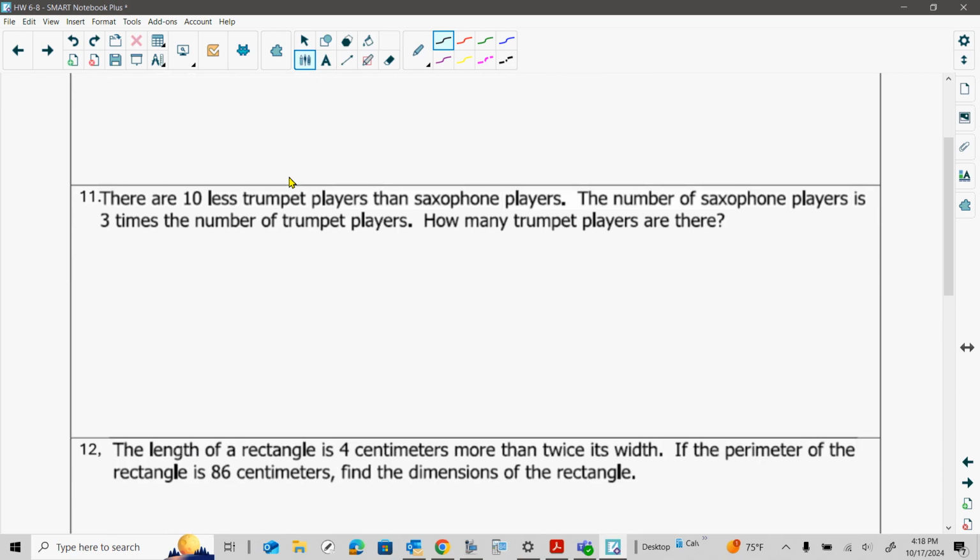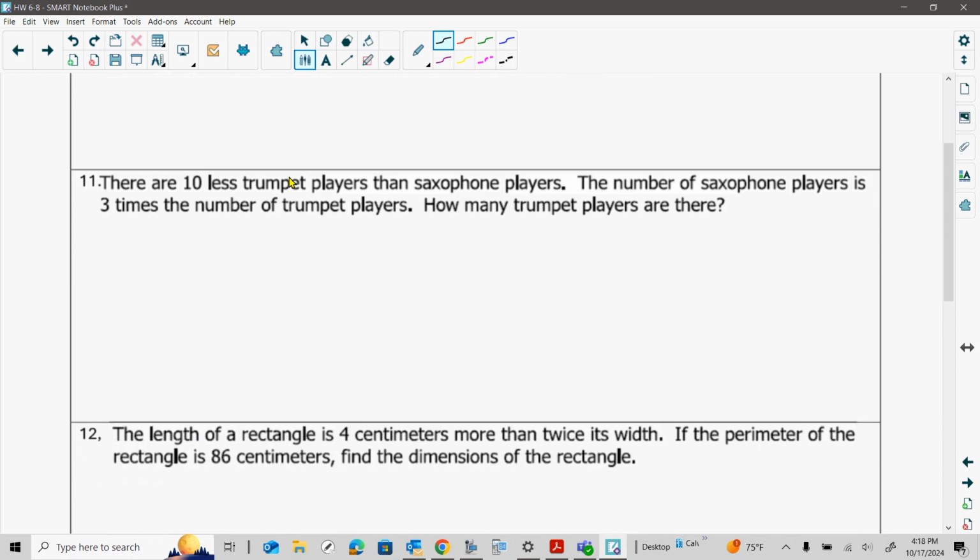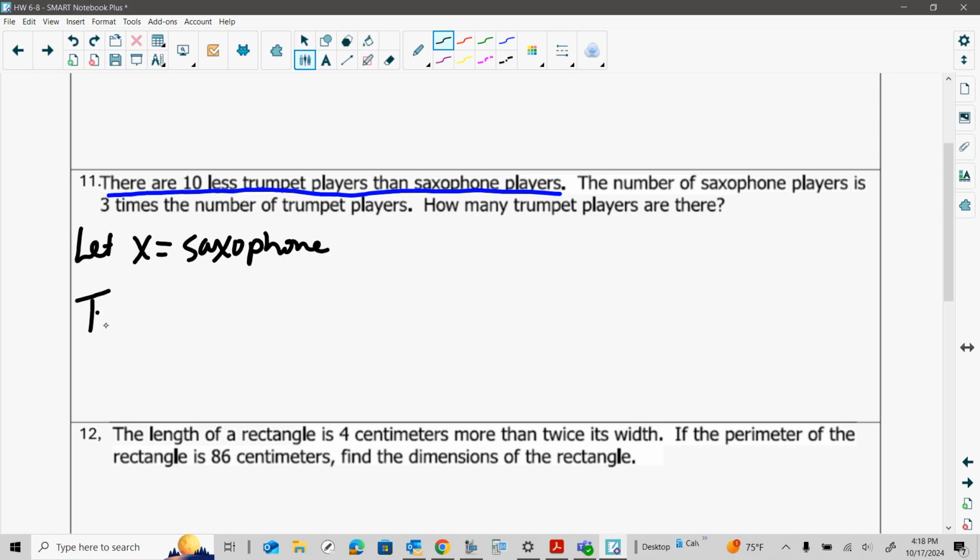The 11, this has been the most questioned one that I got yesterday, and then probably today too in tutorials, is understanding that even though we're not talking about two numbers, you still have to see the comparison in this first sentence. It says right here, there are 10 fewer trumpets than saxophones. So our let statement should be let x be the saxophones, because that's our unknown in that first statement. And then your trumpets, if there's 10 fewer, then that would be x minus 10. So there's our let statement.